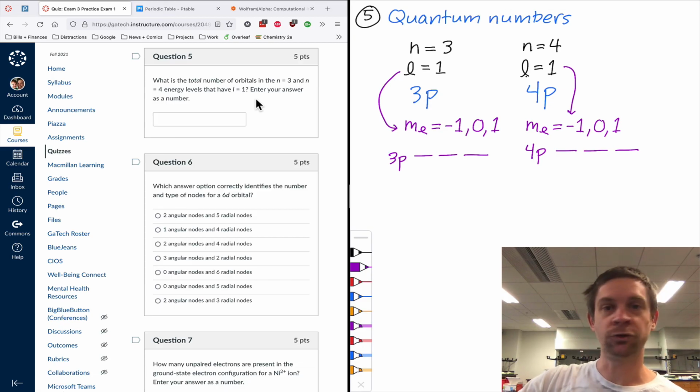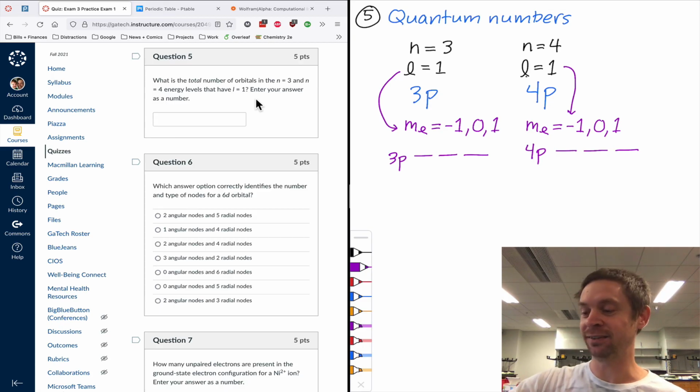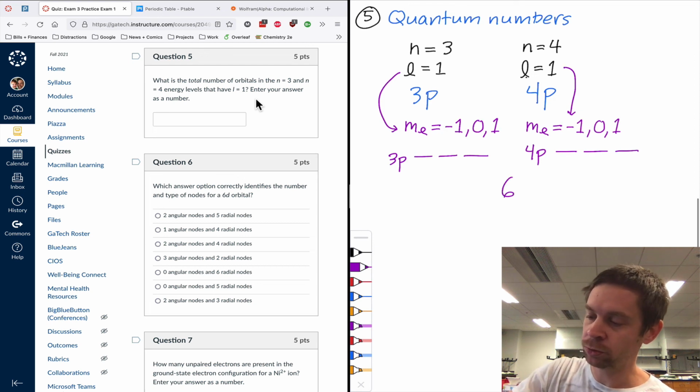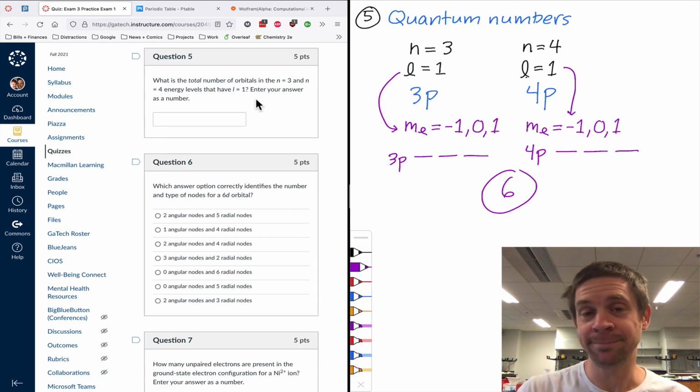So, of course, counting the number of horizontal lines I've got, or counting the number of allowed m sub L values across both subshells, I arrive at a total number of orbitals that is equal to 6. And there we go.